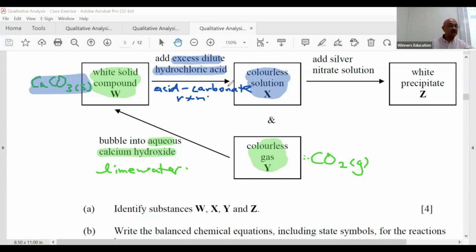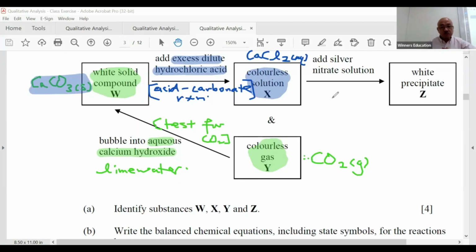Acid reacting with carbonate will give you salt, water, and carbon dioxide. So X is basically your salt solution. Make sense? Can someone tell me what the salt solution is and therefore what X is? Calcium chloride. Done. The green color here, let me just write it out. This is a test for CO2. All my square brackets refer to the reaction name, so that you can recap in case you're not very strong with them yet.